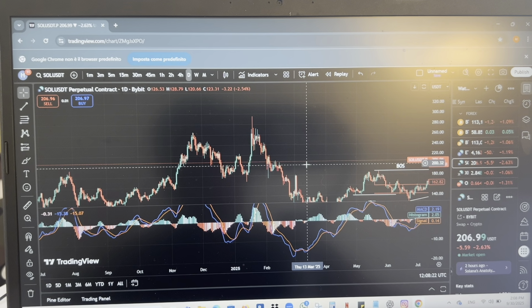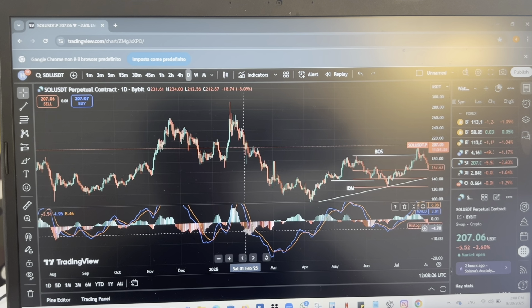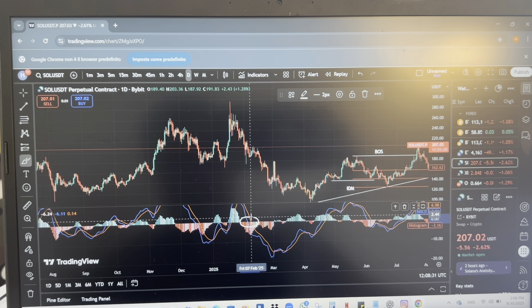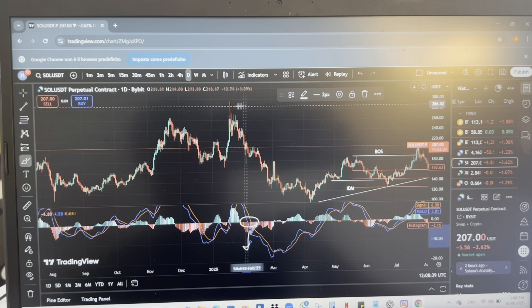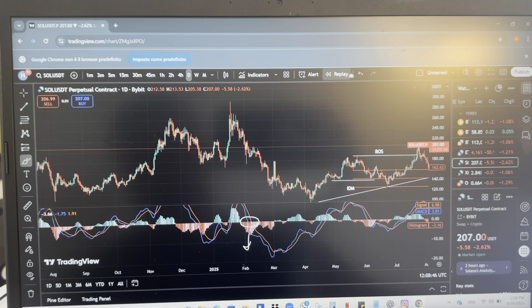So right now we are in the daily time frame in Solana. Look at this. When this neutral level is broken by those two lines, the market goes down. Just like that, the market has gone down. Always keep that in mind.